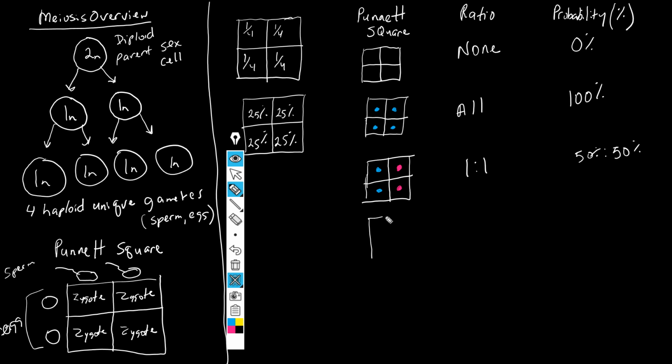Another scenario that you might see is you might see 3 of these that are the same, and one of them that's different. So if you see that scenario, that would be a 3-to-1 ratio, and the probability that that would translate into would be a 75% to a 25% ratio.